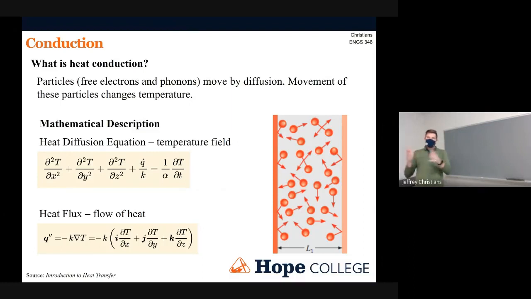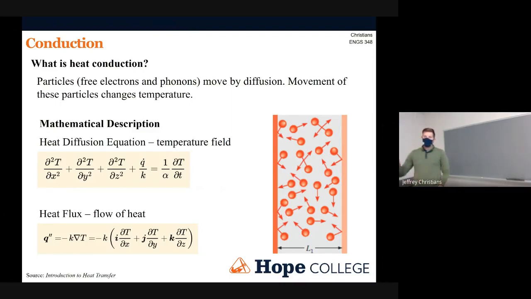the movement of particles, and looking at how heat diffuses or moves through an object because of things like phonons, which are lattice vibrations in the object. It's like vibrating atoms, right? And how that moves and diffuses through a solid.